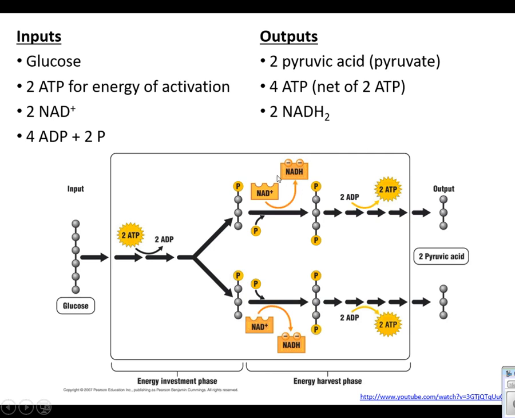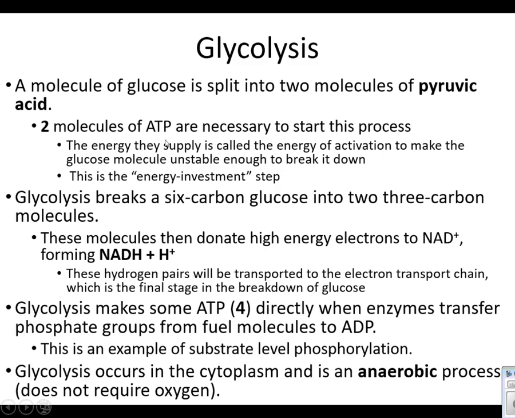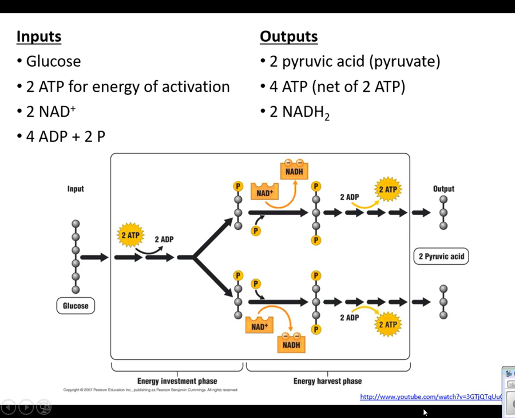The main thing is we're going to steal some electrons and some hydrogens to form these 2 NADH2s. And those are going to eventually get utilized in the electron transport chain. Now, this is an example of substrate level phosphorylation. It is not occurring in the mitochondria because it happens in the cytoplasm, and it is an anaerobic process, which, as we know, means it requires no oxygen.